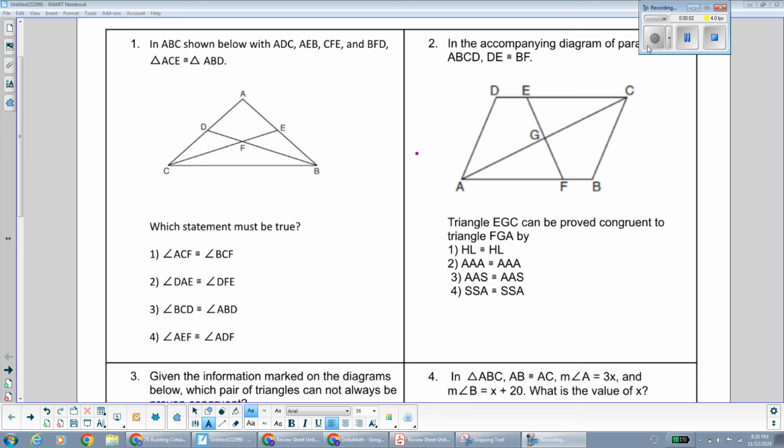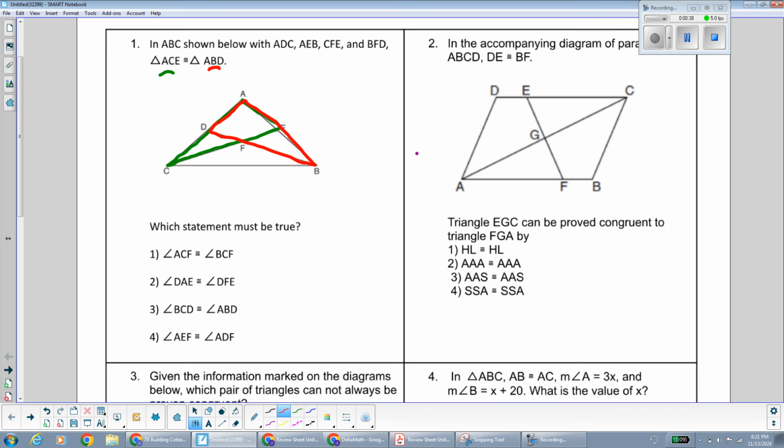In this video, we're going to go over the review sheet for test 3, which is on unit 2, congruent figures. In number 1, we have triangle ABC, where triangle ACE is congruent to triangle ABD. So here's triangle ACE. Highlighters are really helpful. And here's triangle ABD. And we need to figure out, if these two triangles are congruent, which statement's true.